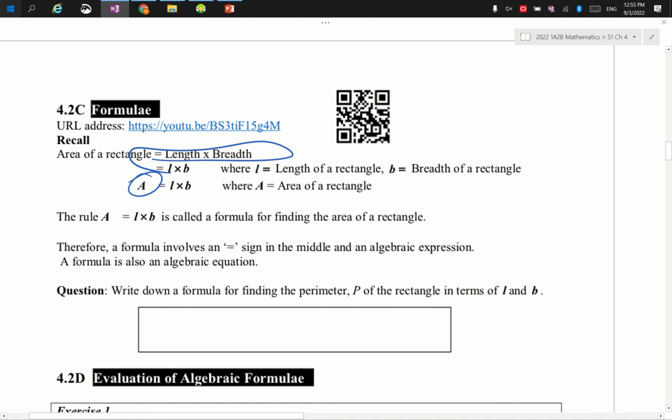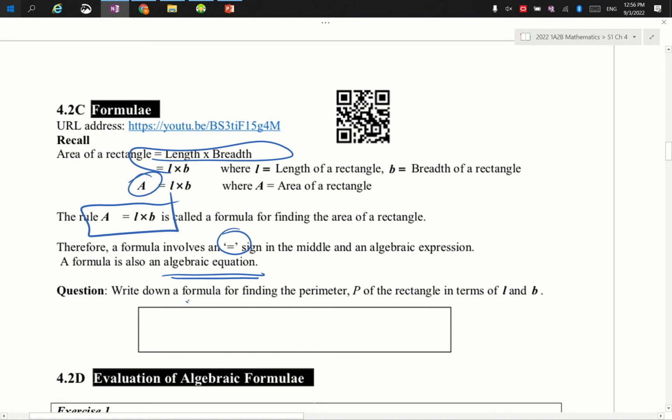Now, a formula like this involves an equal sign. We have the left hand side and the right hand side of the equal sign. Such a formula is also known as an algebraic equation. There is an equal sign, it is an equation. So this is an equation.